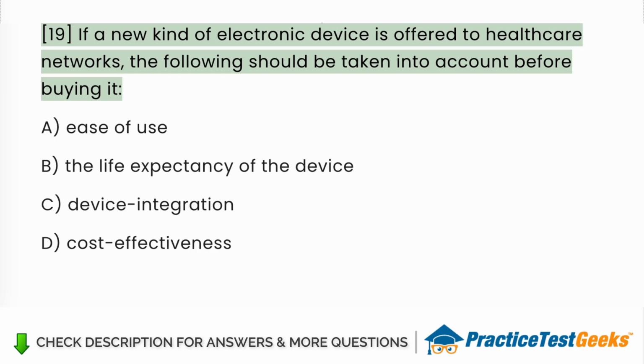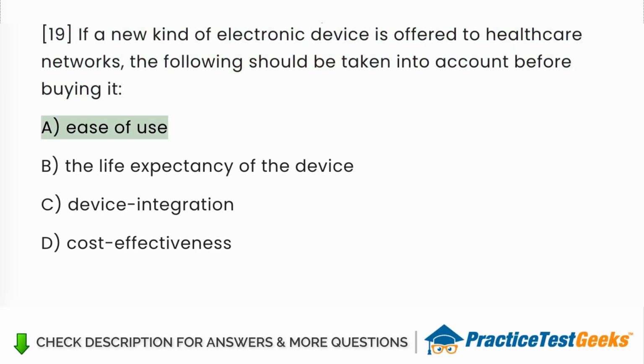If a new kind of electronic device is offered to healthcare networks, the following should be taken into account before buying it. A. Ease of use. B. The life expectancy of the device. C. Device integration. D. Cost effectiveness.